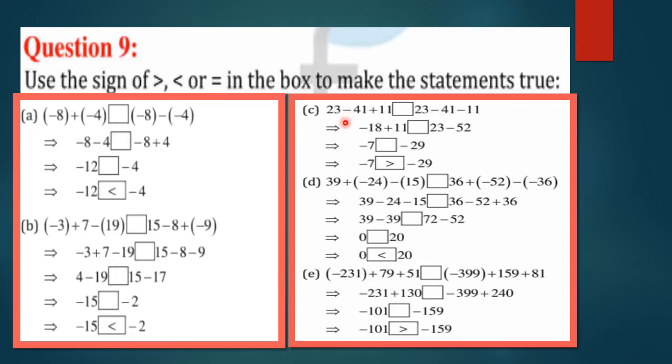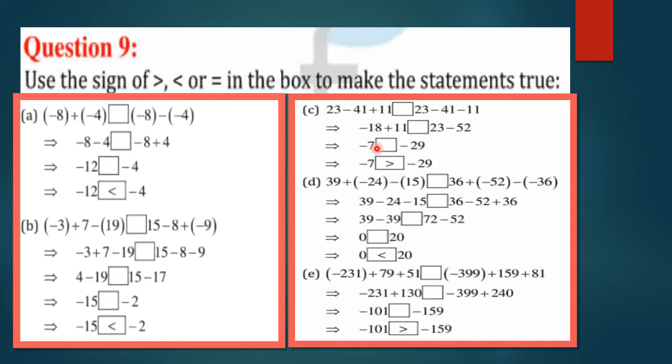Now see, 23 minus 41 plus 11 bracket, box 23 minus 41 minus 11. So 23 minus 41, subtract and put greater sign. So minus 18 plus 11. Here 23 minus 41 minus 11 becomes minus 52. Add and put minus sign. So 23 minus 52. So this becomes minus 18 plus 11.